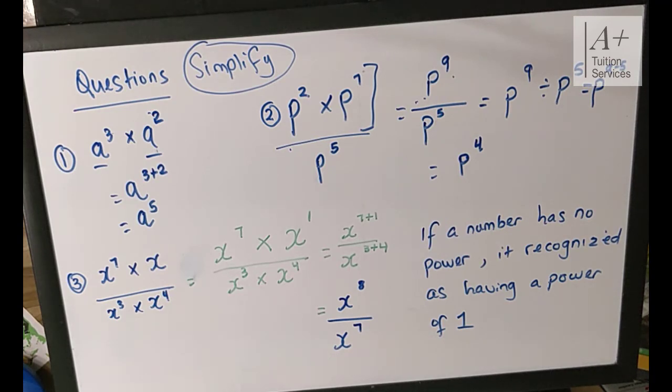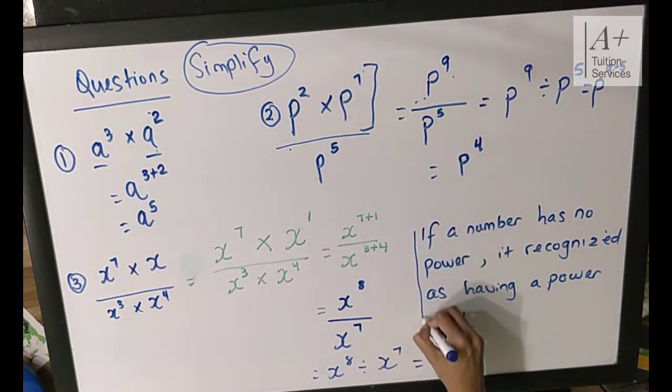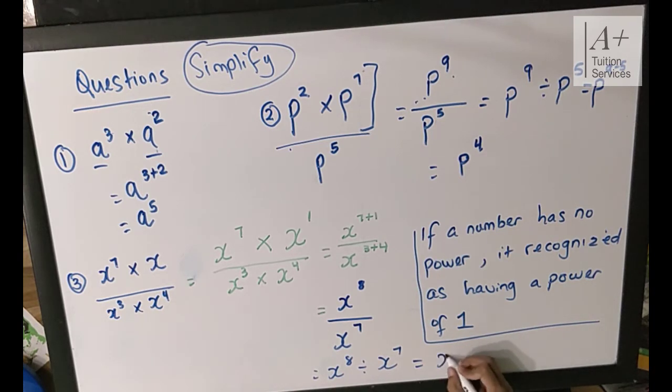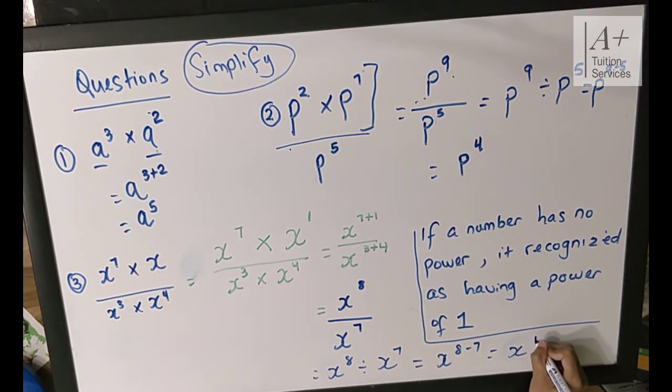Okay, so this is simplified up to this level, but we can break it down further. This means powers need to be subtracted because we are dividing. So x to the power of 8 divided by x to the power of 7 is equal to x to the 8 minus 7, which is x to the power of 1.